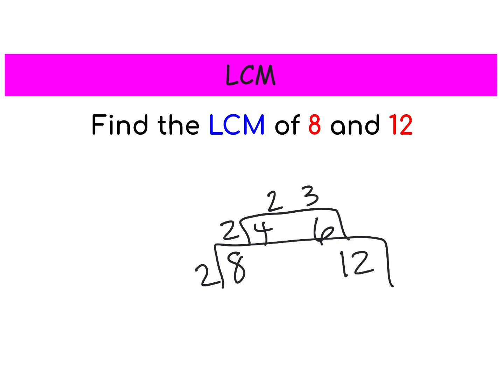Now once again, when we did greatest common factor, we just used those 2 numbers. But when we do least common multiple, we use all the numbers on the outside of the cake. So everything that's on the outside we use. So 2 times 2 is 4, times 2 is 8, times 3 is 24. And that is the least common multiple of 8 and 12.